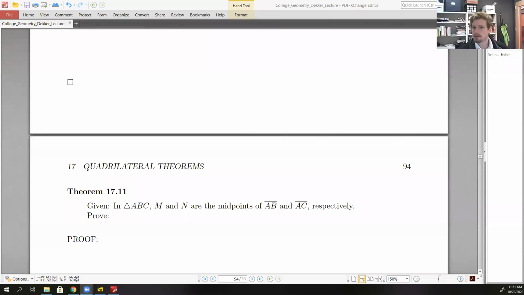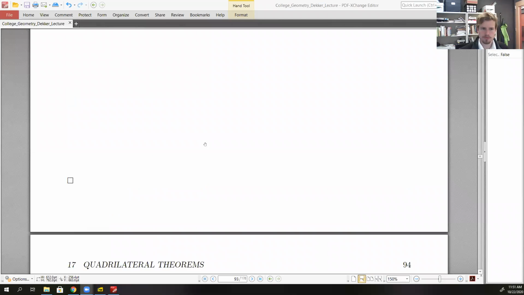Welcome back to geometry. We're going to take a look at section 17. We've already taken a look at some basic definitions and some theorems, and what I'd like to do is move on to a couple of theorems that we actually will prove.